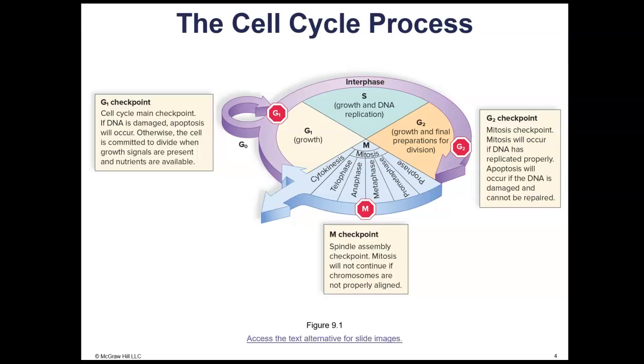So as long as the cell is ready after the G2 checkpoint to enter mitosis, or the M stage, it will undergo mitosis, which consists of prophase, prometaphase, metaphase, anaphase, telophase, and cytokinesis. Cytokinesis is the part where the cell actually splits in half.